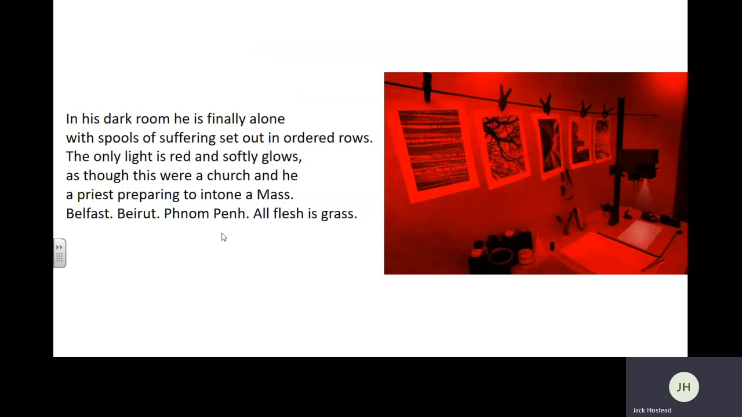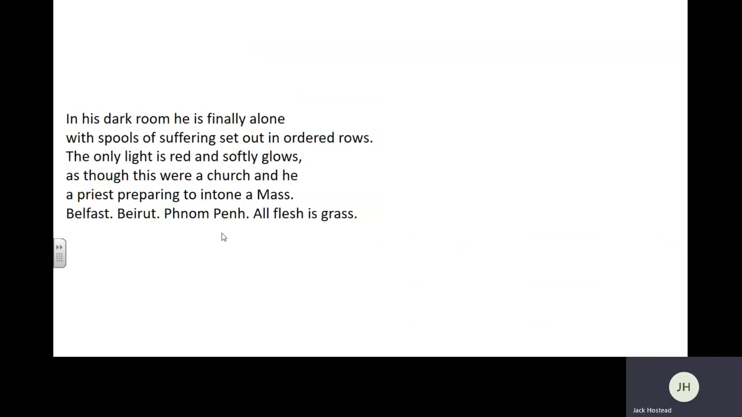But having it there in your hand, that physical photo, makes it more personal to you. So that's something to think about in this poem: these photographs are so personal to this photographer, and there's a real sense he wants everyone else to feel that pain that's in his hands, and he doesn't. So that's your dark room. In his dark room, he's finally alone with spools of suffering set out in ordered rows.